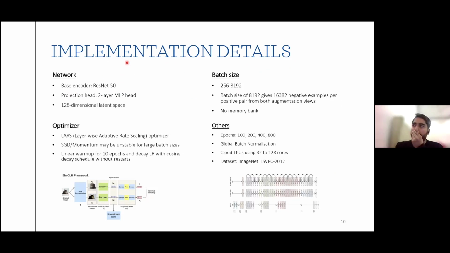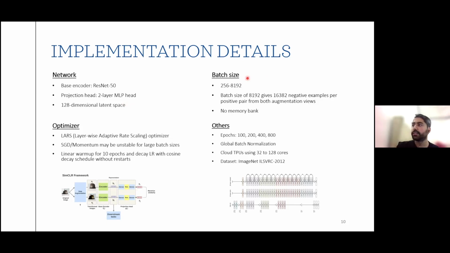Okay, so what was the implementation that they had, and some details regarding the training. So the base encoder network is a standard ResNet 50. The projection head was a 2-layer MLP head. And then the images were compared in a 128 dimensional latent space. And although they had used a lot wider networks and a lot of things, they had a lot of ablation studies. So for further details, you can look into the paper. But as a default setting, these were the networks they used.